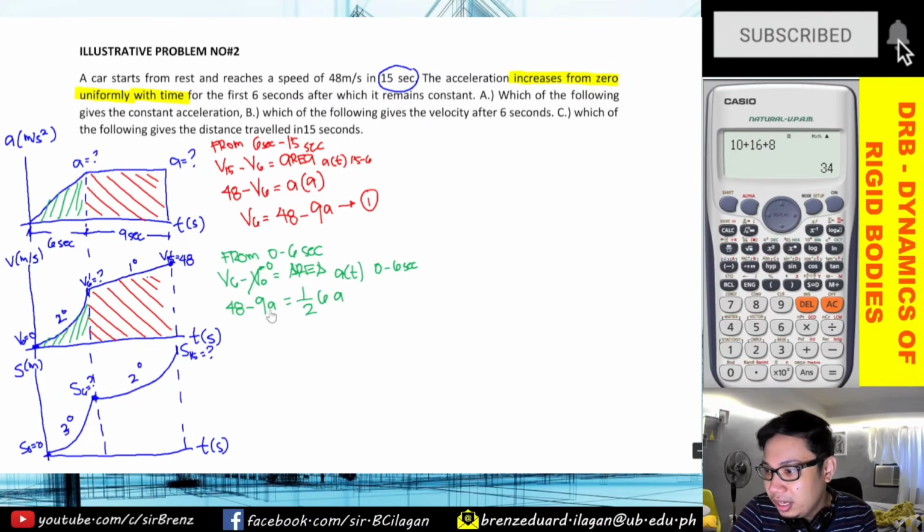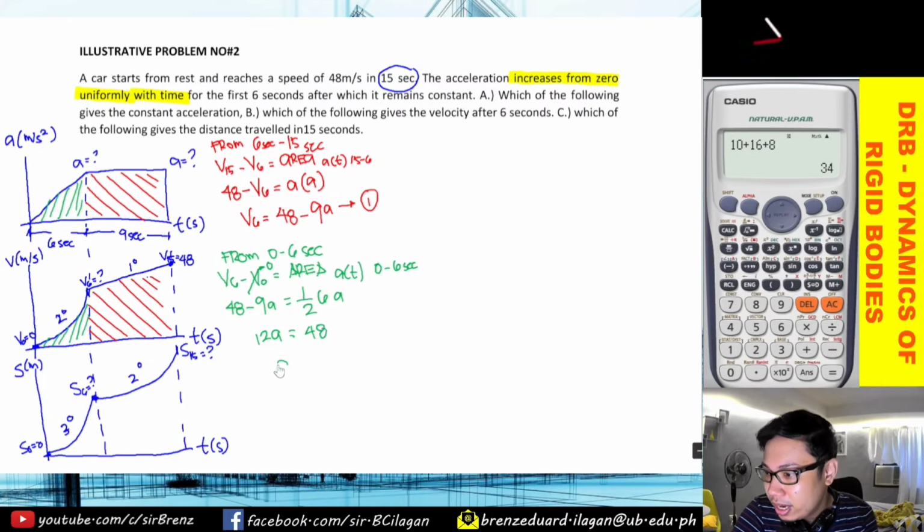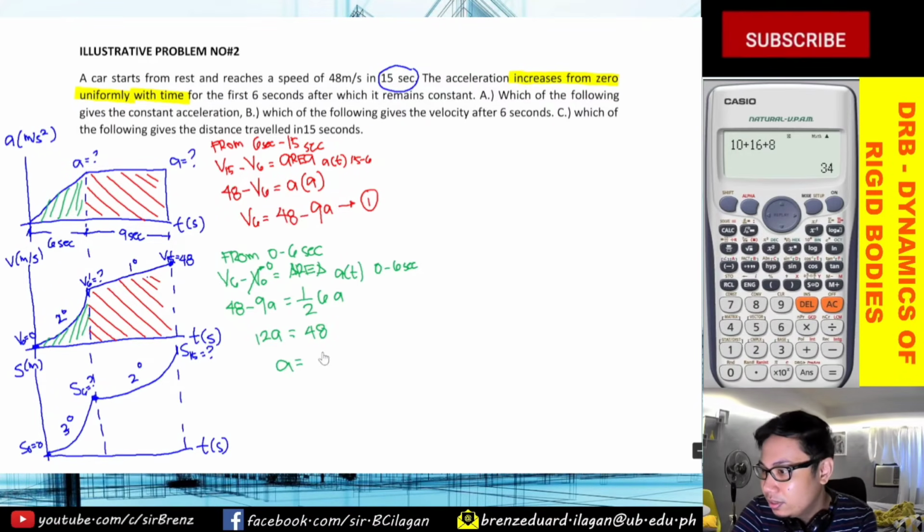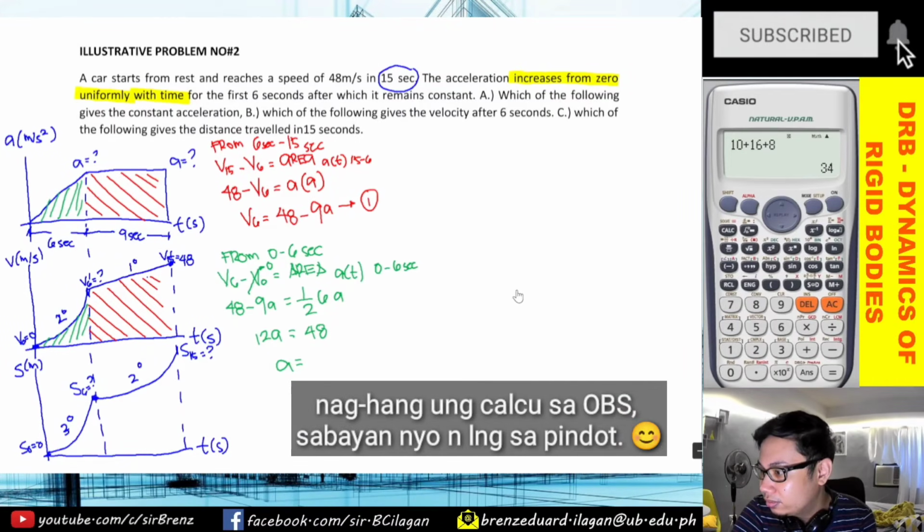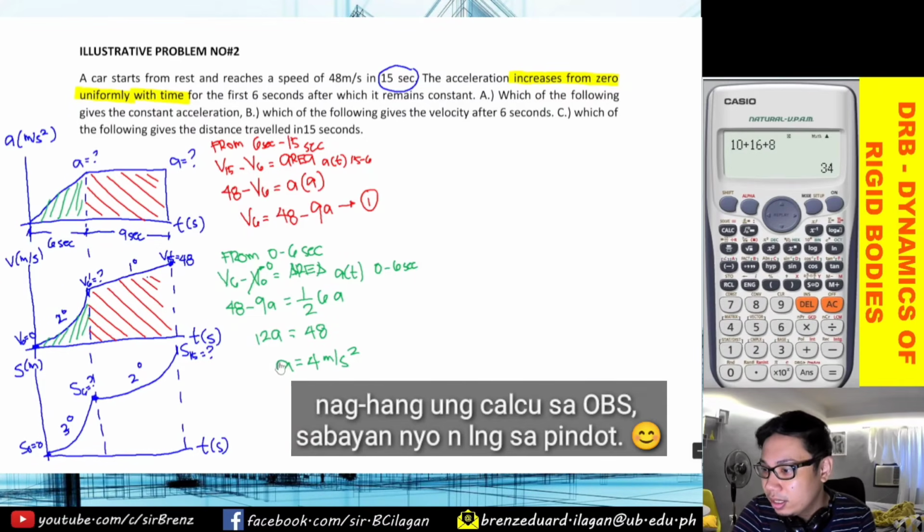So that will be 3, then plus 9A, so that will be 12A, and then 48. So our acceleration: 48 divided by 12, so that is 4 meters per second squared. Iba yung nahanap sa A. Okay, so we're done with A.